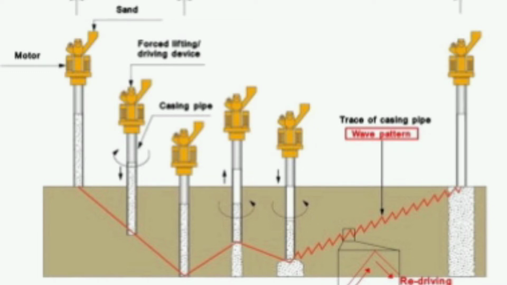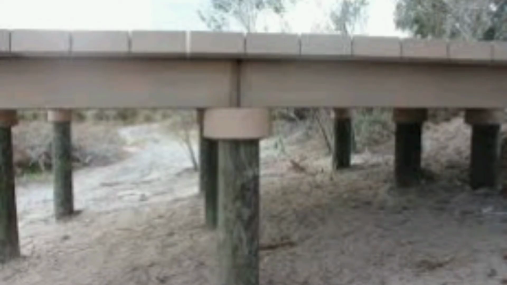Timber piles: number 1, untreated; number 2, treated with preservative. Concrete piles: precast piles and cast in place piles. Steel piles: I section piles and hollow piles. Composite piles.